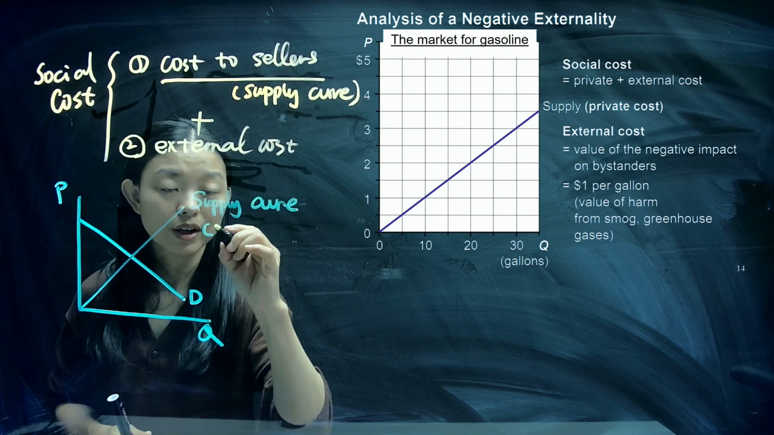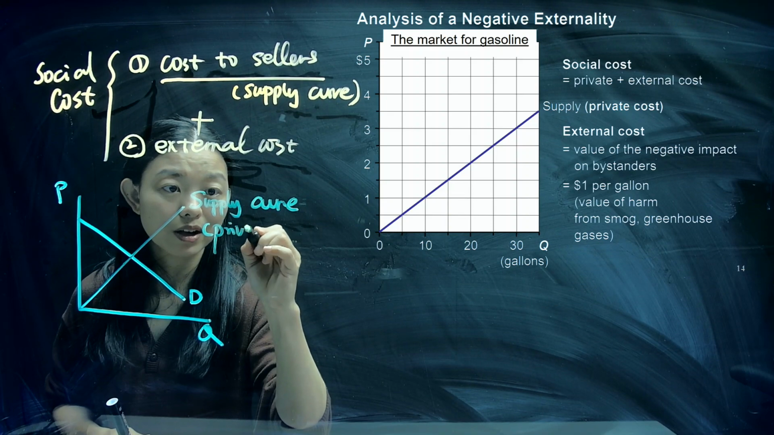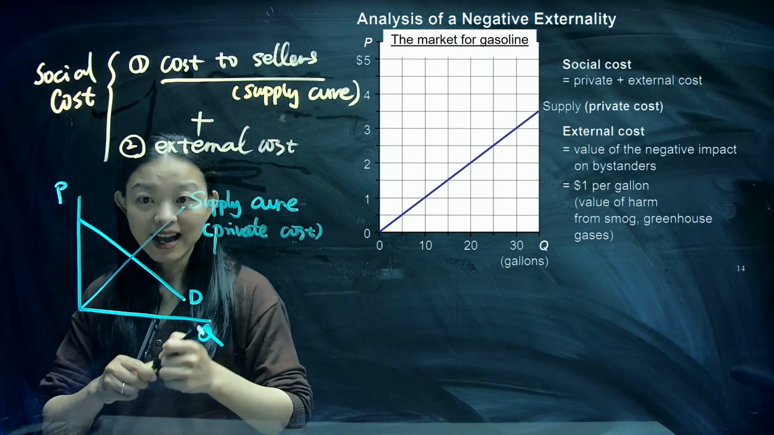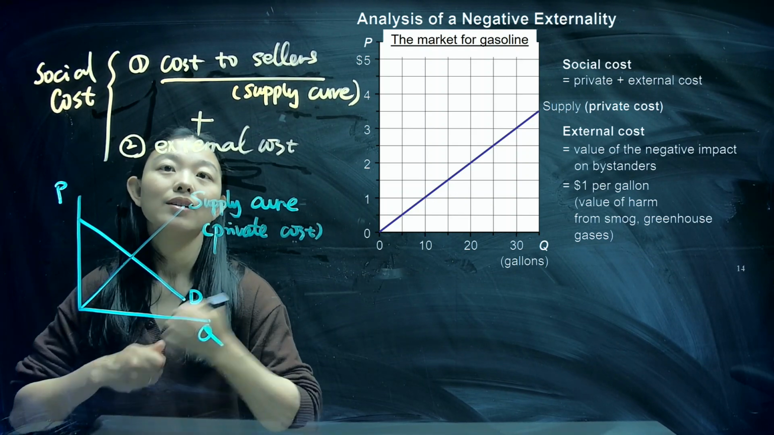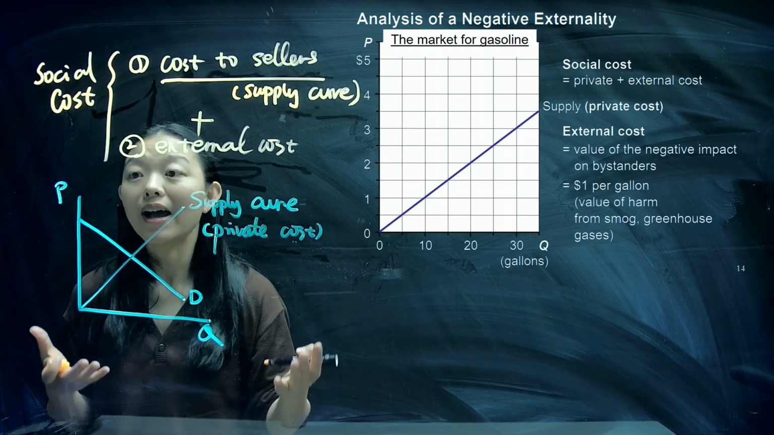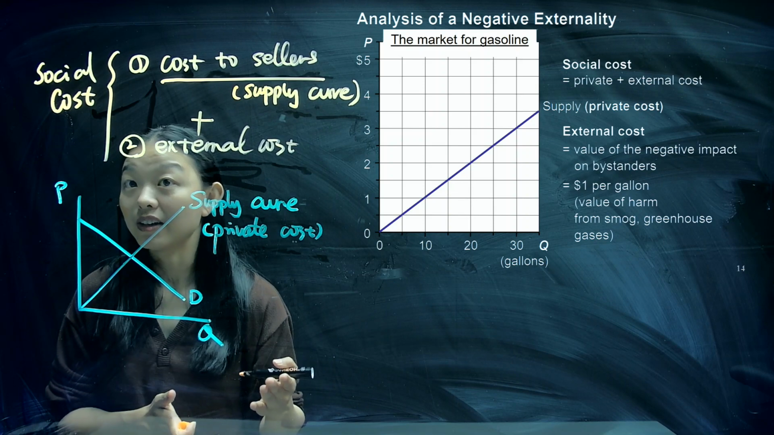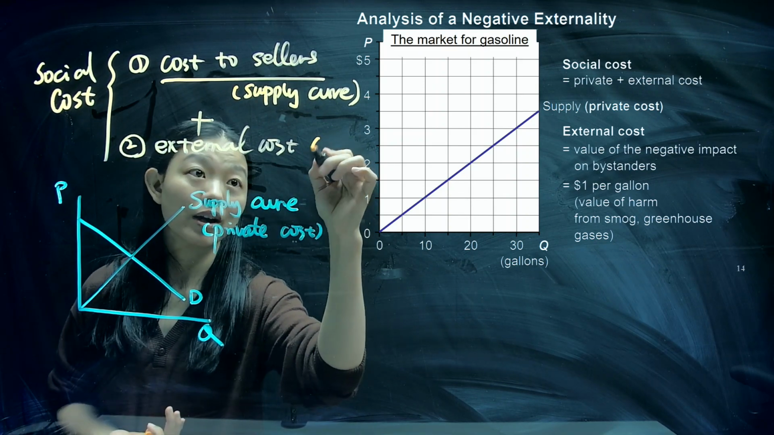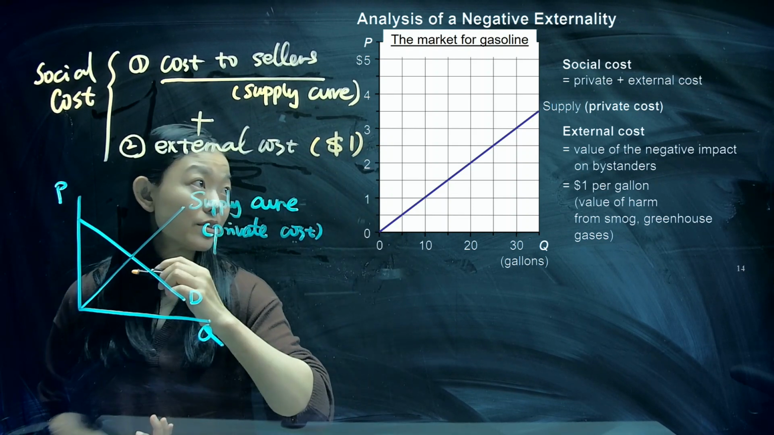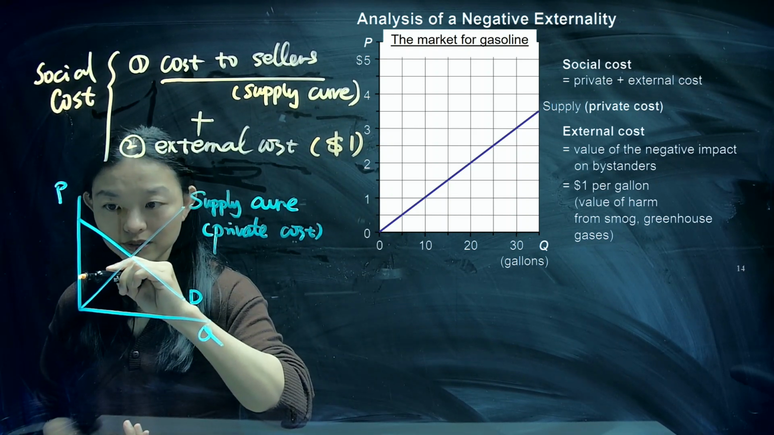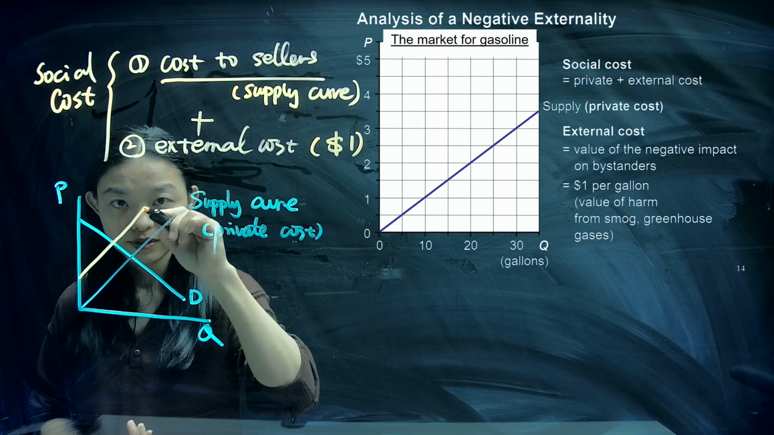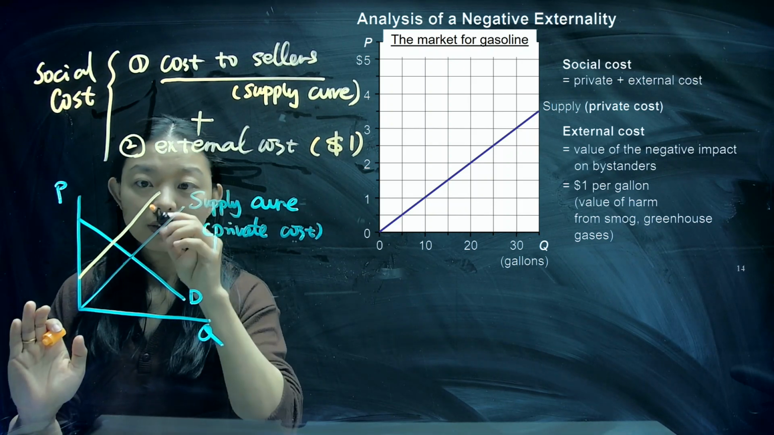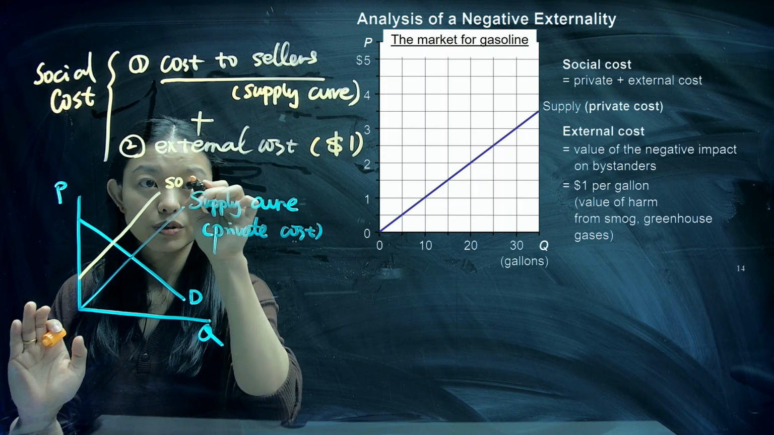And the supply curve here we can call the cost or private cost to sellers. But now using gasoline will create negative externalities. We measure this external cost by a number, okay? $1 per gallon. So it will shift the supply curve to the left-hand side, okay? So this will be our social cost.